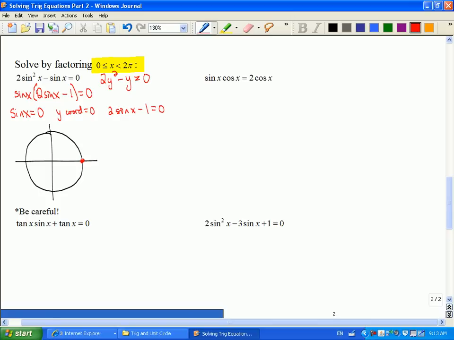So there's 2 places that that's going to happen. So my answers in this case are going to be 0 and pi. I'll just move this down. And then in the second equation, I'm going to end up with sine of x is equal to 1/2, which we're going to want one of our triangles.